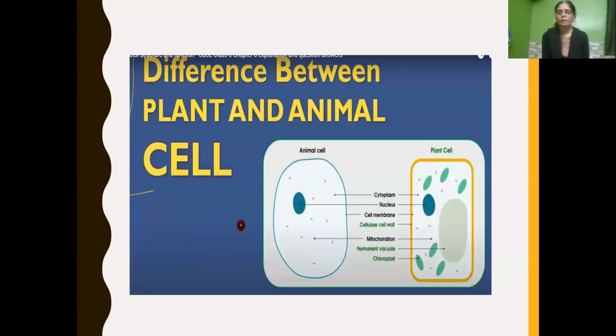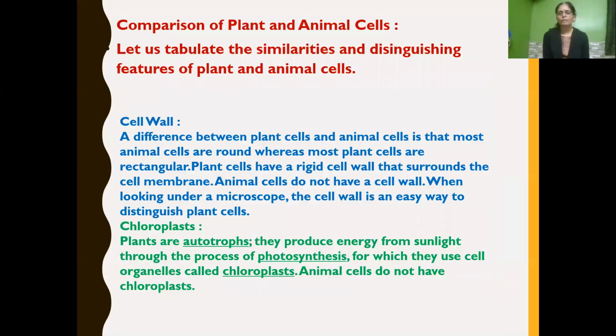Okay children, till now we have learnt about plant and animal cells and various cell organelles. And now we can find the difference between plant and animal cells. So in this session, let's compare animal cell and plant cell. What we are going to discuss is the comparison of plant and animal cells. We can give the similarities and distinguishing features of plant and animal cells.